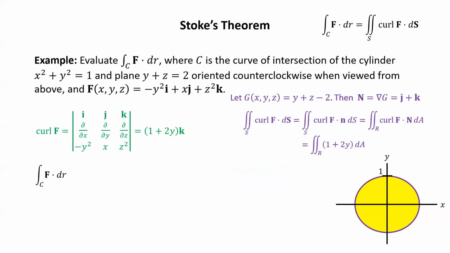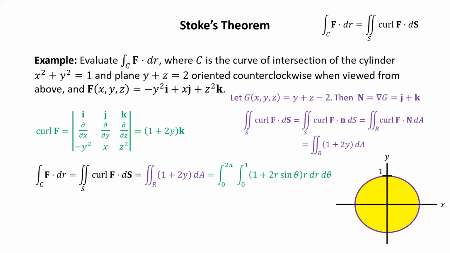The line integral over C of f dot dr by Stokes' theorem is the surface integral over S of curl f dot dS, which we just found to be the double integral over R of 1 plus 2y dA. We'll do this double integral in polar. Notice that the region is that disk that I drew earlier. So theta is going from 0 to 2 pi, r is going from 0 to 1, and we replace y by r sine theta. So we get 1 plus 2r sine theta in the integrand. And since we're changing to polar, we multiply by that extra factor of r as always. Distributing the r, we get r plus 2r squared sine theta.